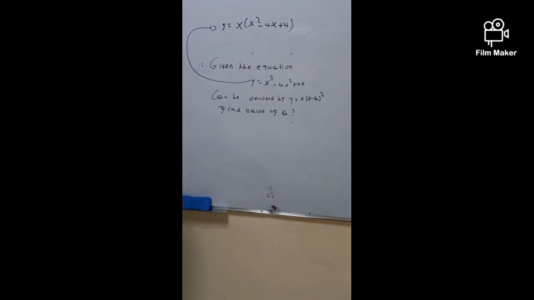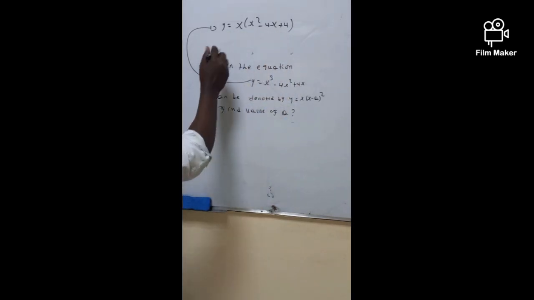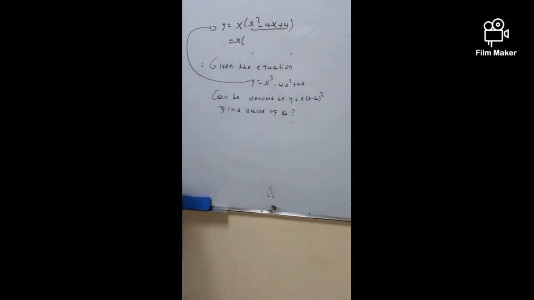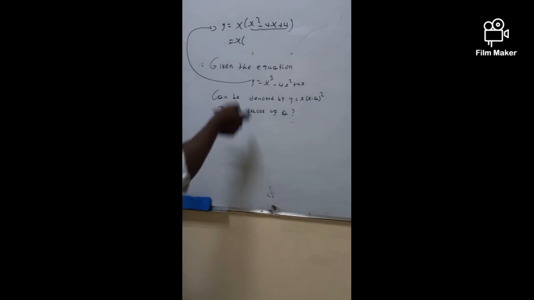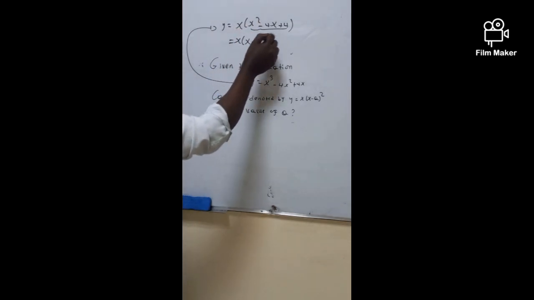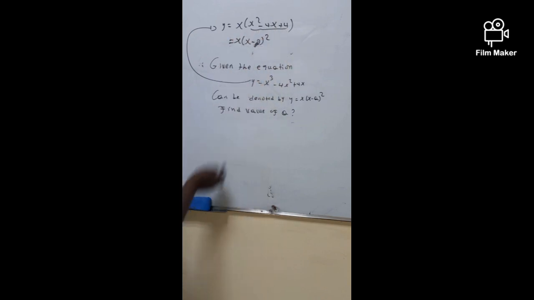This is written this way. That x cubed minus 4x squared plus 4x can be written this way. And this is x into, you know, a perfect quadratic expression, which can be written as the square of x, minus, the square of the last term, 4, which is 2, written as the whole square.